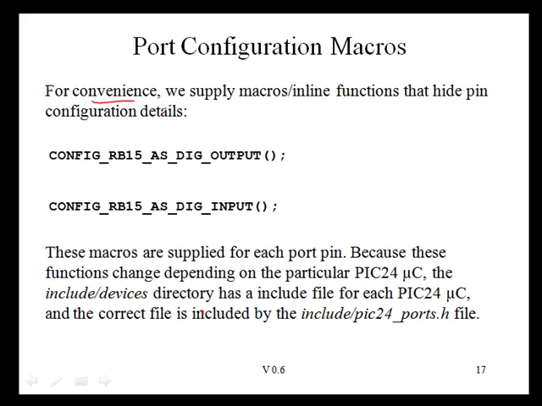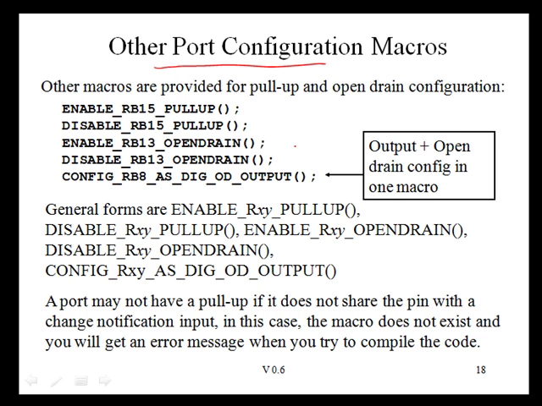For convenience and portability purposes, we're going to supply some macros and inline functions for you that will hide pin configuration details. For example, CONFIG_RB15_AS_DIG_OUTPUT will configure that port as a digital output. CONFIG_RB15_AS_DIG_INPUT will configure that pin as a digital input. We have macros supplied for each port pin, and they take care of the details of configuring these pins. Other port configuration macros that we're going to provide for you are listed here. For example, to enable the RB15 pull-up, we could use this. To disable the pull-up, we'd do that. To enable an open drain configuration of the pin, this is the macro that would be used. To disable the open drain, this is the macro.